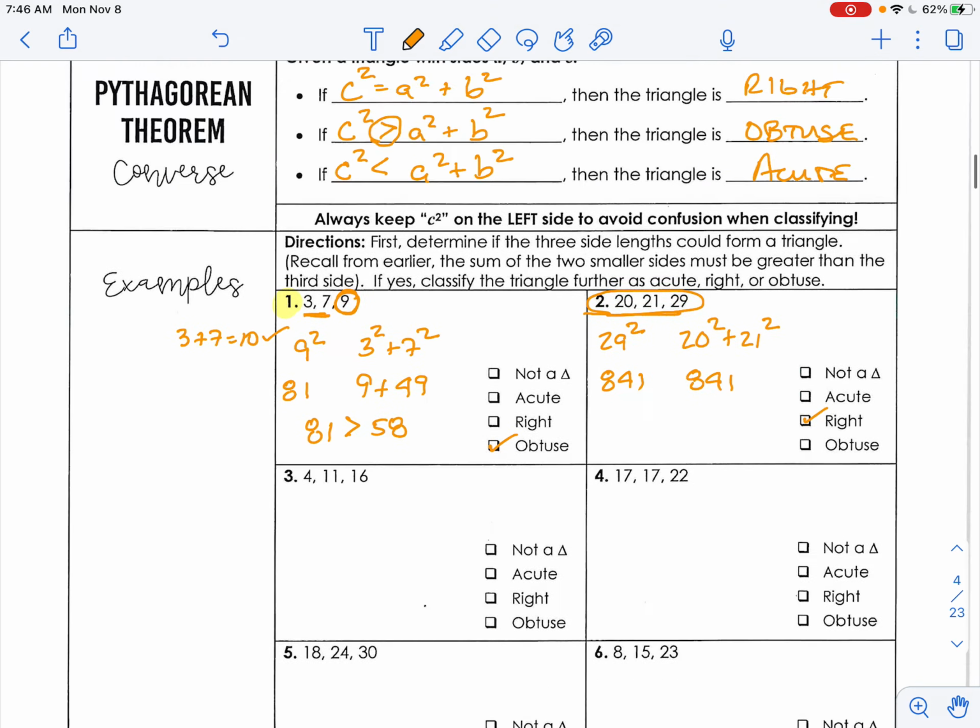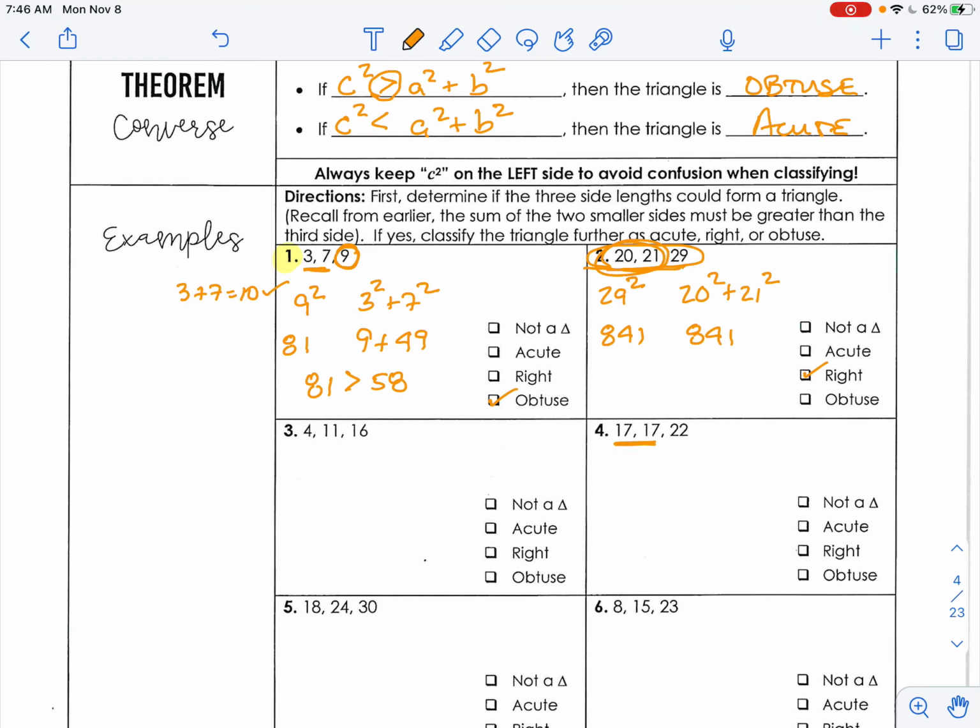Oh, I didn't check, by the way. If you add these two up, that's the first thing you should do, obviously bigger than 29. So let's check number 4. Number 4, first thing to check, does 17 plus 17, is it bigger than 22? Is everybody okay if I don't add those? That's true. So it is a triangle.